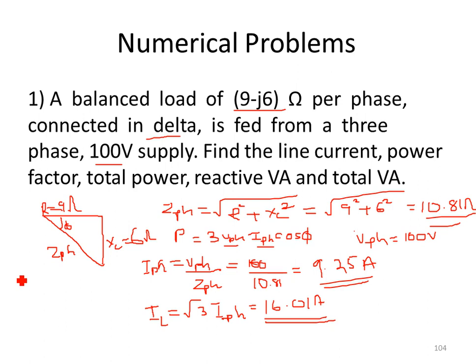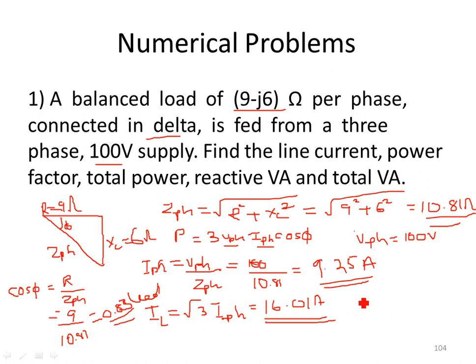Now, coming to power factor. From the impedance triangle, what is cos phi? Cos phi is R by Z phase. What is it? It is 9 divided by 10.81, which gives 0.832. Now, since it is an RC circuit, power factor will be leading. So, power factor is 0.83 leading.